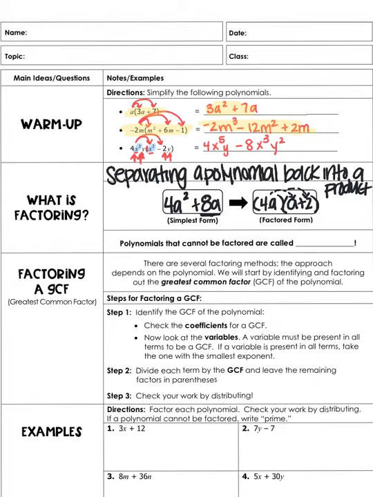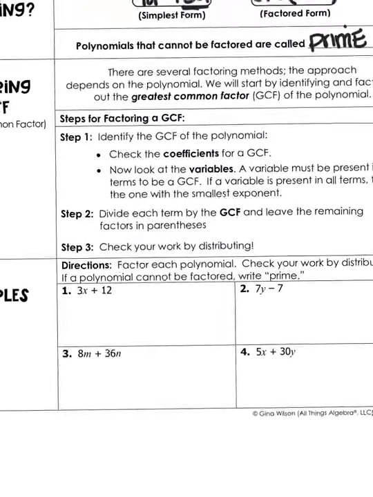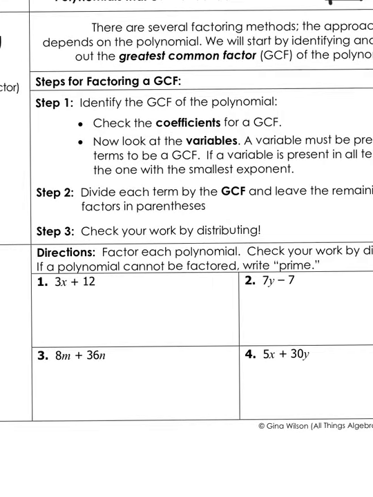Polynomials that cannot be factored are called prime. They cannot be factored. All right, so there are several factoring methods. What approach you use depends on what polynomial you're given. The first factoring technique that we are going to start with is the greatest common factor. So you will follow the following steps.